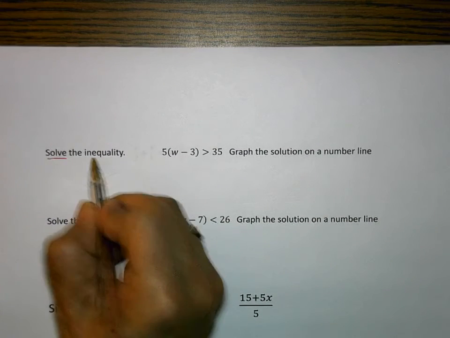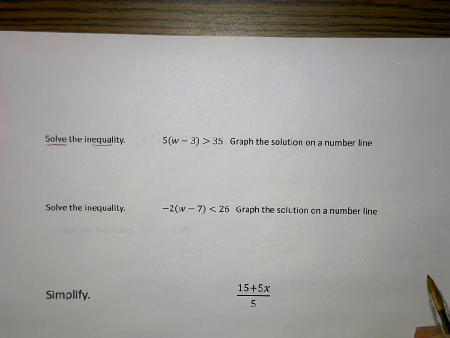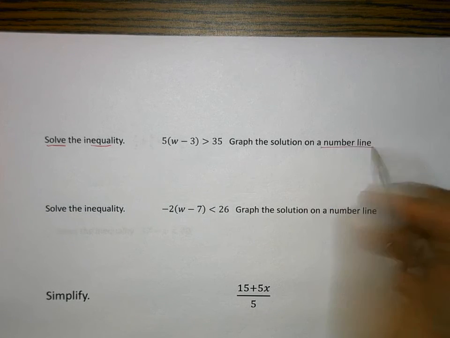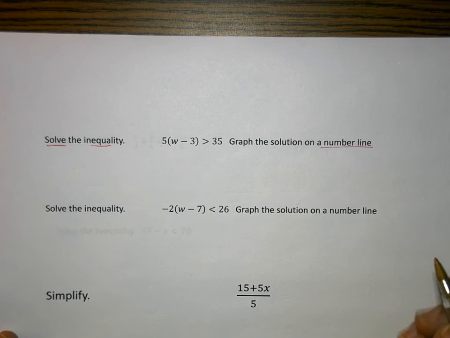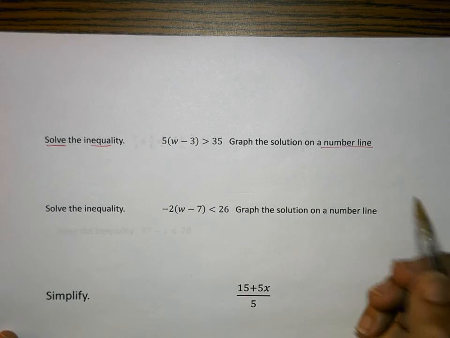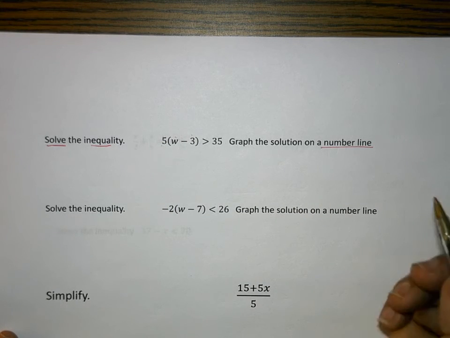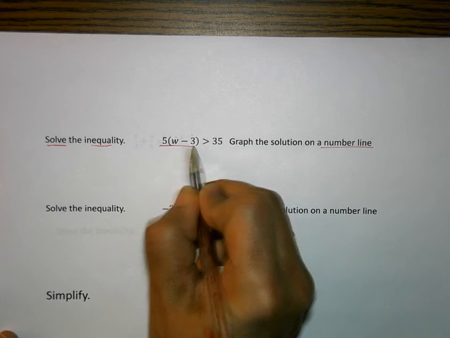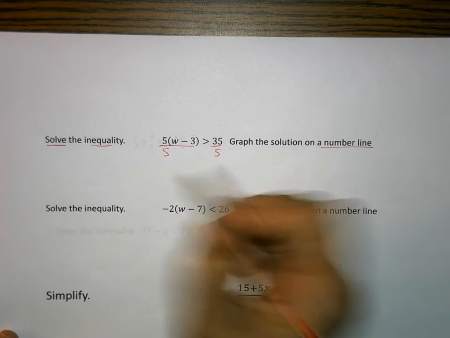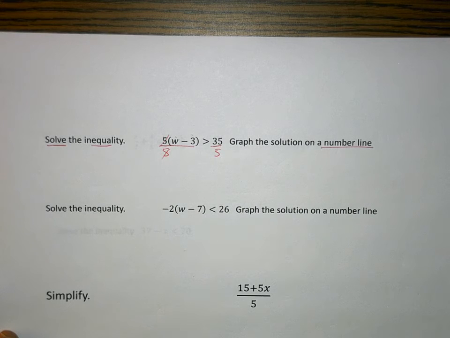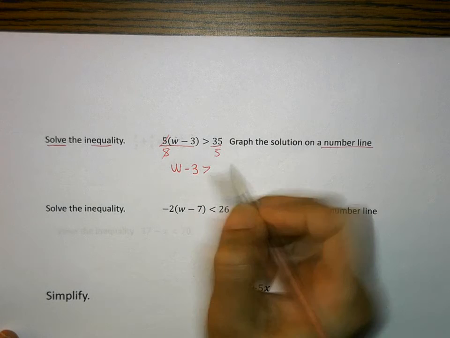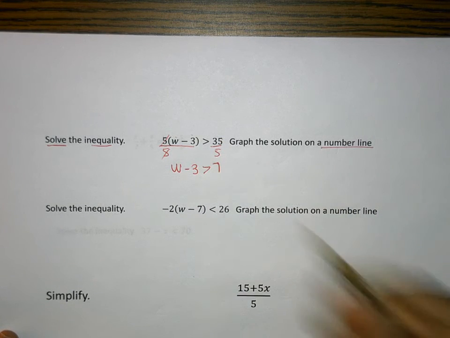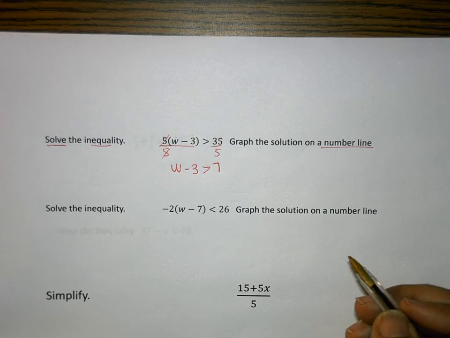So the next thing here is solve the inequality. It's just like solving an equation, okay? And then we want to graph the solution on a number line. So if I'm saying 5 times this quantity, a lot of you say, oh, I just want to distribute. There's nothing wrong with distributing. You can. But I also can get rid of this multiplication by dividing both sides by 5. So 5 divided by 5 reduces, and we end up getting W minus 3 is greater than 35 divided by 5 is 7. So it becomes a much, much easier inequality to solve.